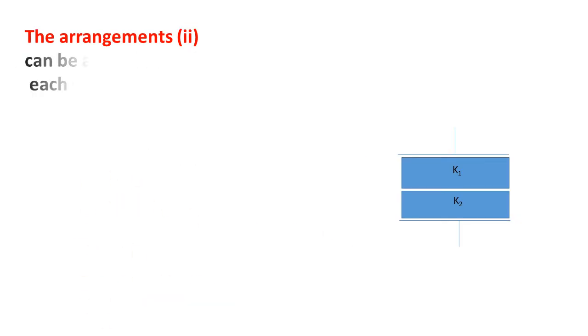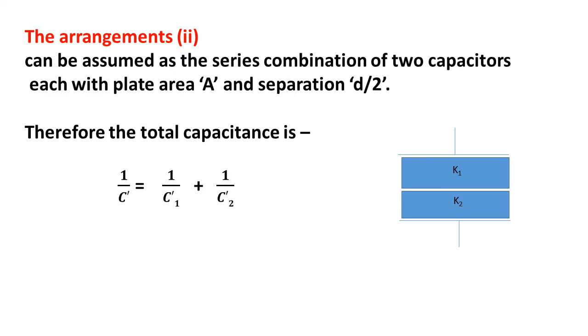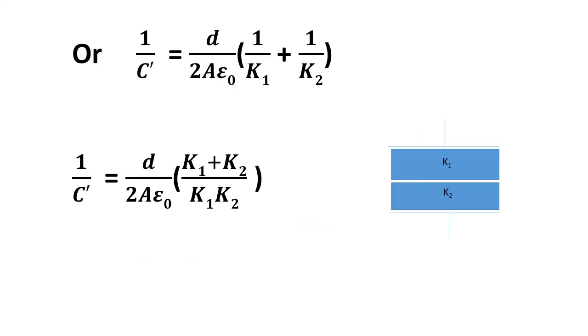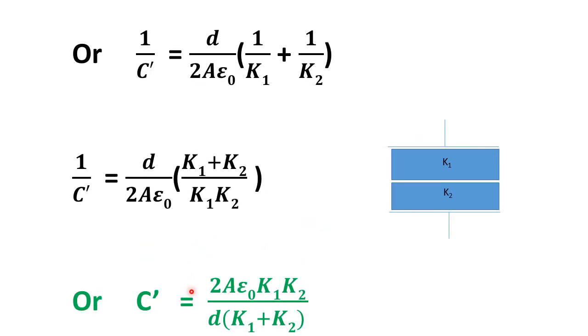Now second case, the combination of capacitors is series combination, so equivalent capacitance will be 1 by C dash is equal to 1 by C1 dash plus 1 by C2 dash. Putting in the values of C1 dash and C2 dash, we get 1 by C dash is equal to D by twice A epsilon naught within bracket 1 by K1 plus 1 by K2. Finally, C dash is equal to 2A epsilon naught K1 K2 by D times K1 plus K2. This is all about series and parallel combination of capacitors. Thank you.